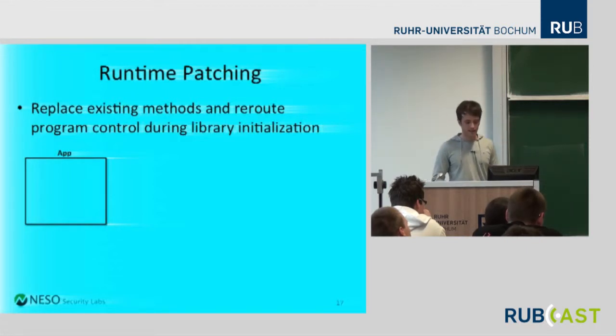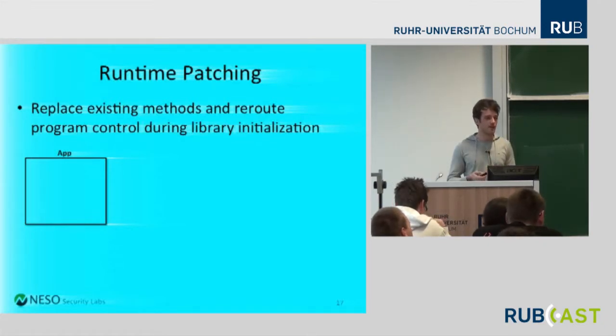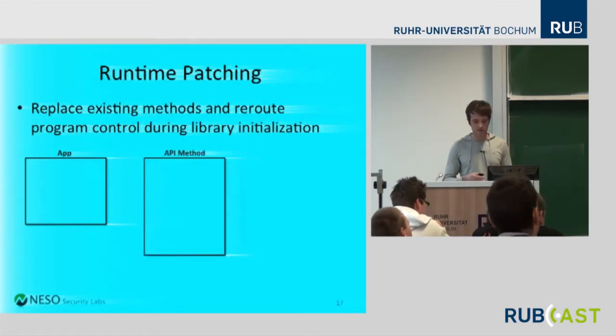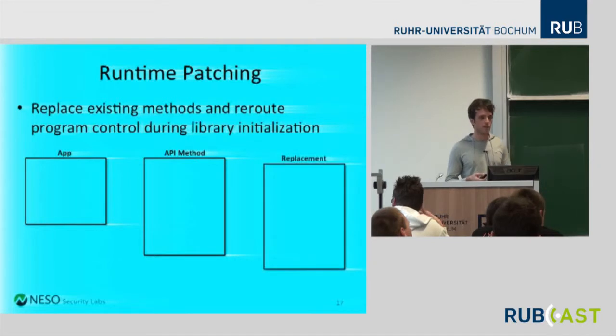Let's take an example. In this example, we have the original iOS app, we have an API method in an iOS framework, and we have our own library, the replacement. Let's say our app wants to look up the unique device ID. For this, the app invokes the related API method.